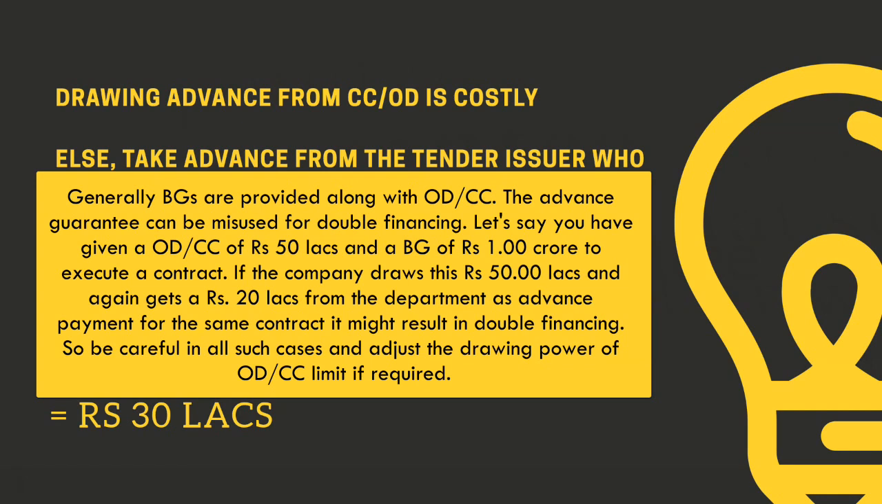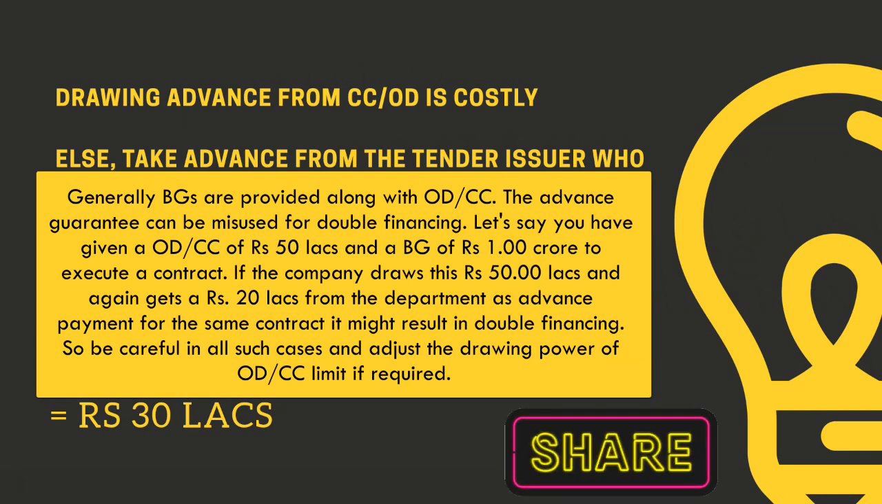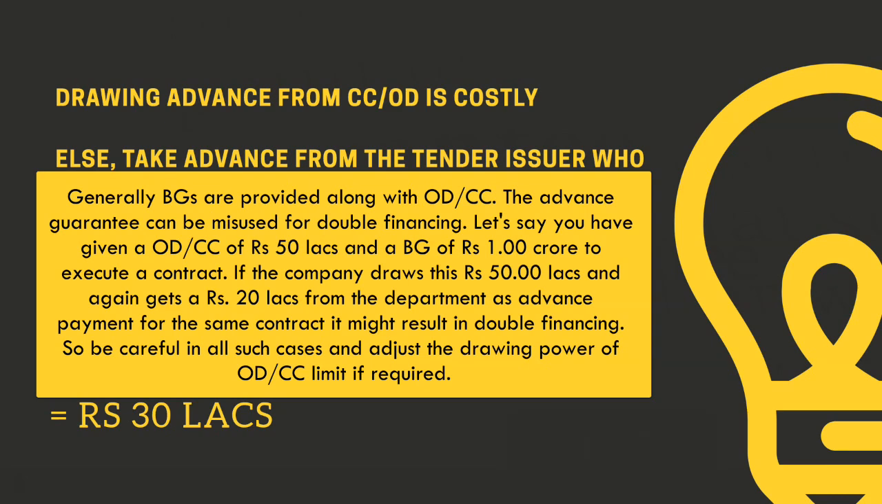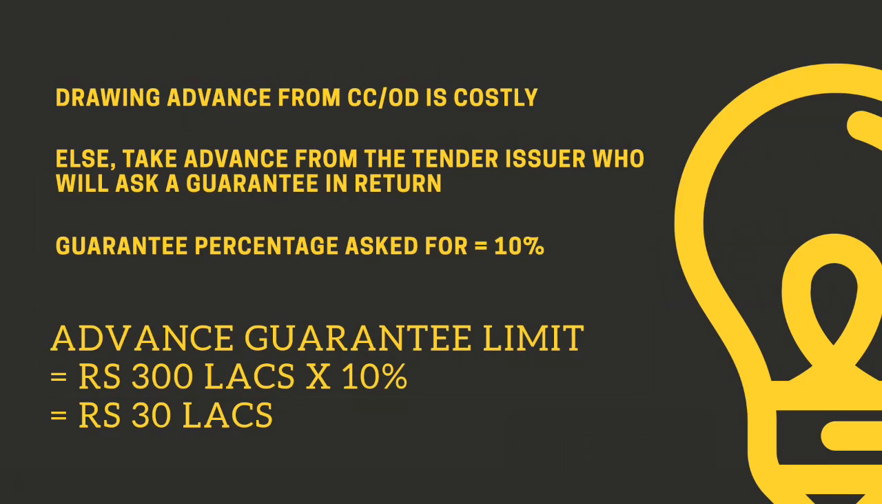Let's say you have given an OD or CC of 50 lakhs and a BG of 1 crore to execute a contract. If the company draws this 50 lakhs and again gets 20 lakhs from the department as advance payment for the same contract, it might result in double financing. So be careful in all such cases and adjust the drawing power of the OD or CC limit accordingly.